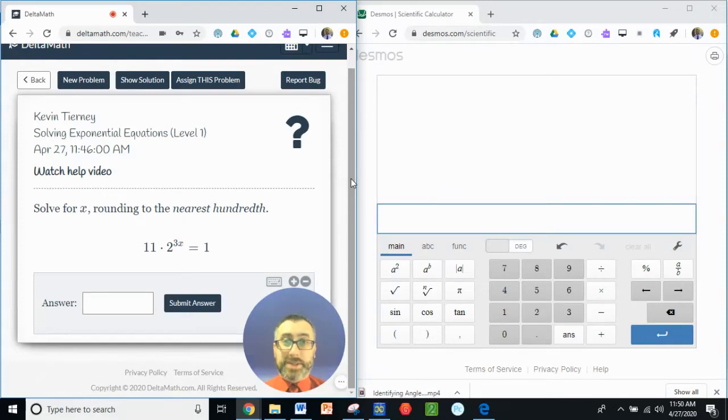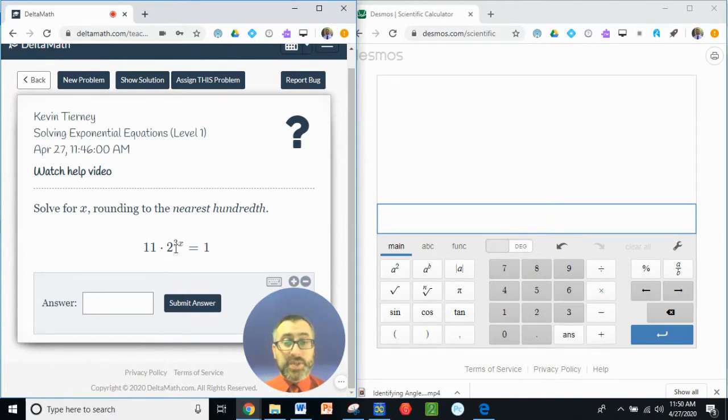Solving Exponential Equations, Level 1. Today, we're going to continue our work with exponents and logarithms to solve equations that have a variable in the exponent. Let's take a look at the first problem. Solve for x, rounding to the nearest hundredth.